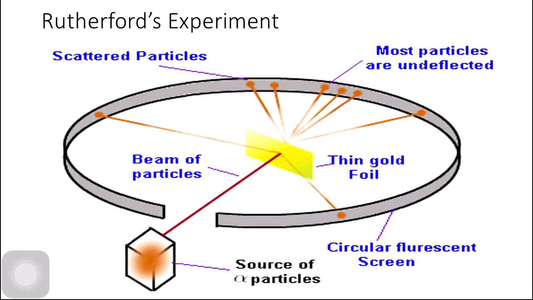He bombarded a beam of alpha particles on a thin gold foil, and after hitting the thin gold foil, the alpha particles adopted three different pathways. The first pathway, which is adopted by most alpha particles, is a straight path, as you can see over here. This is a beam of alpha particles. It hits the thin gold foil, and after hitting it, it strikes over here.